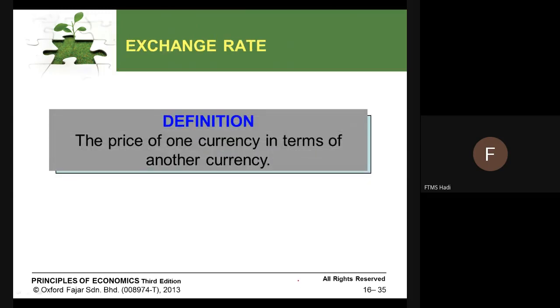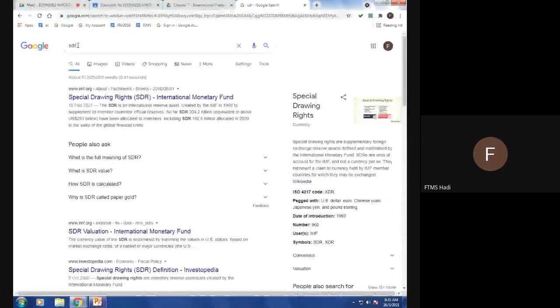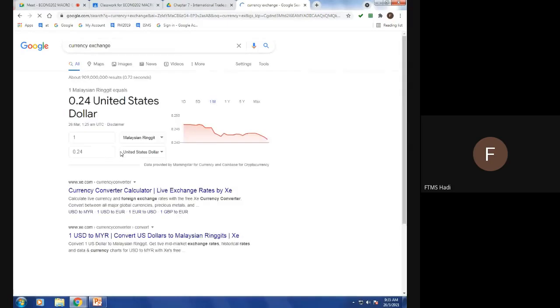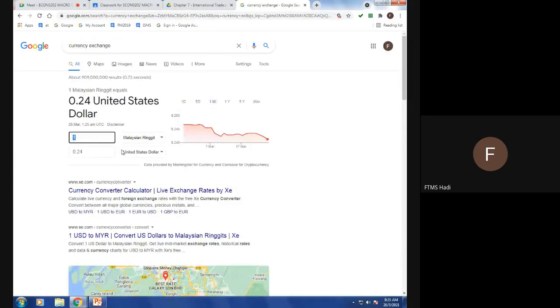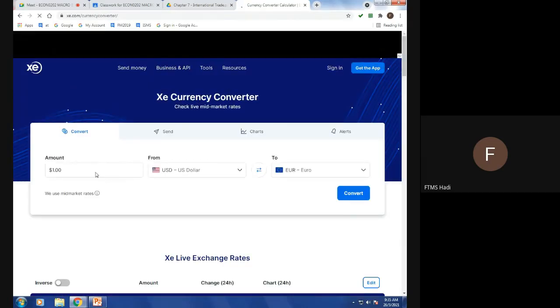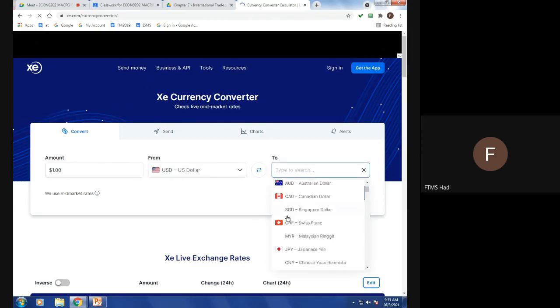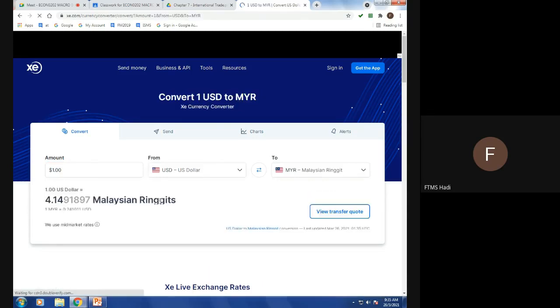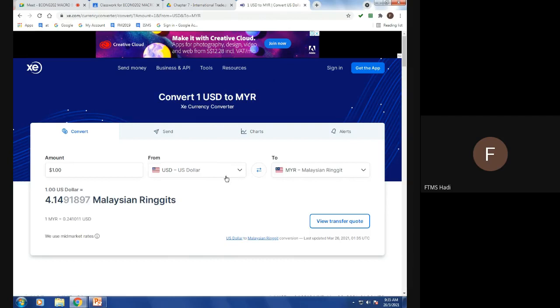Let's have a look at the exchange rate, whereby it is the price of one currency in terms of another currency. Let's look at the currency exchange, Malaysia and US dollar, using a currency converter. From US to Malaysia, convert. You see, one US dollar is equal to 4.14 ringgit Malaysia.